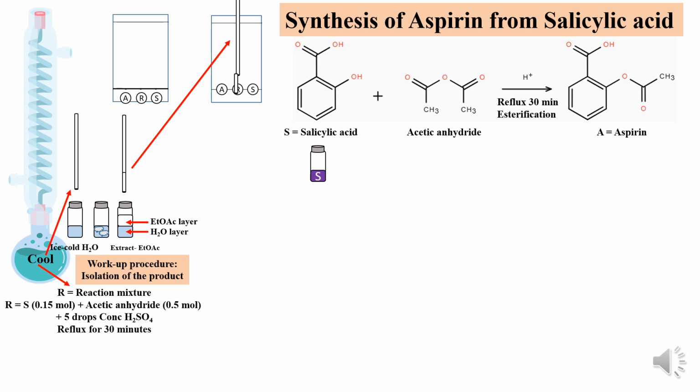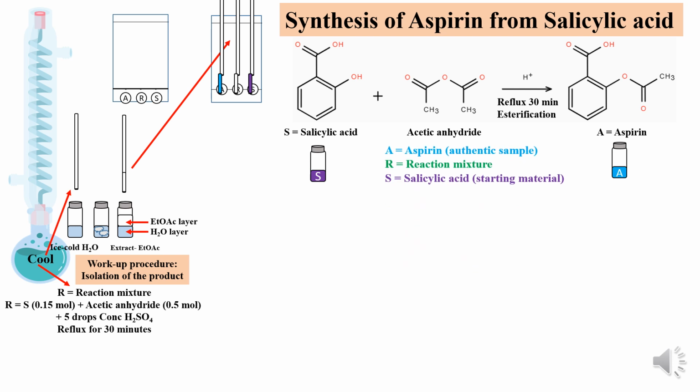Now salicylic acid is a solid. Prepare the solution of salicylic acid by dissolving it in dichloromethane, and likewise prepare the aspirin solution in dichloromethane. Separate glass vials are to be used for the preparation of these solutions. Use a separate capillary for transferring the standard aspirin solution and another capillary for transferring the starting material, that is salicylic acid.